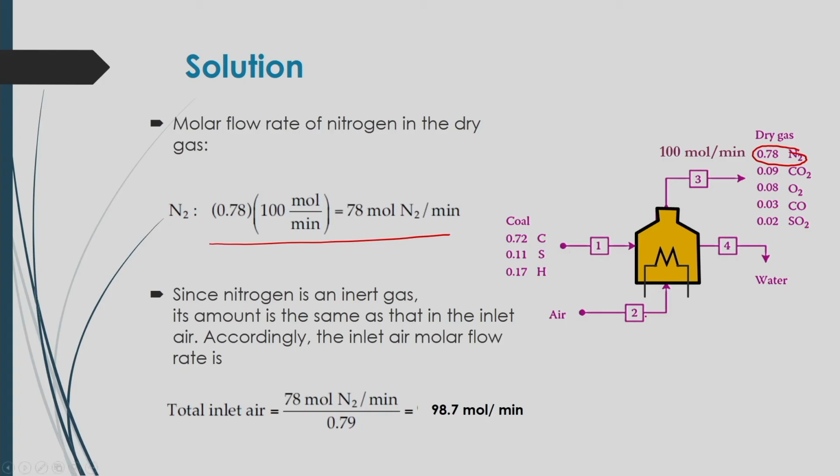So its amount is the same as that in the inlet air. So accordingly the inlet air molar flow rate will be equal to what? Since it is the nitrogen amount, and since nitrogen in the air is 79%, we can say that here it will be 78 mole of nitrogen per minute divided by 0.79. So it will be simply 98.7 mole per minute.